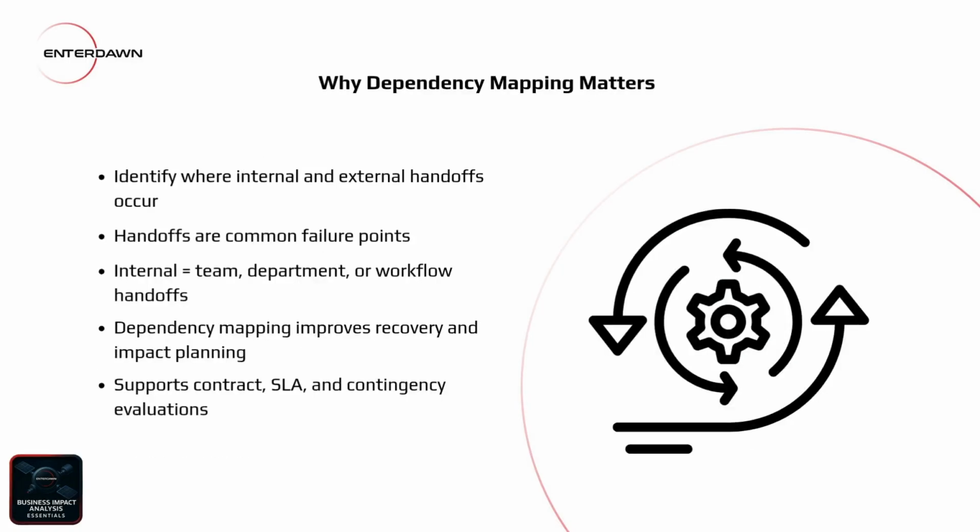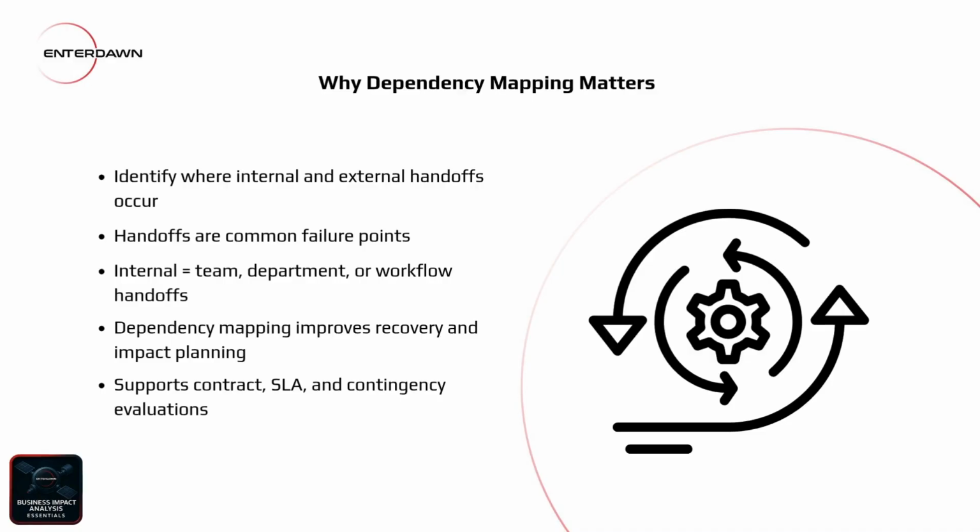It's important to pinpoint where handoffs occur, both inside and outside the organization. These are often where delays or failures originate. Understanding these dependencies helps build more accurate impact scenarios and recovery plans. It also clarifies where contracts, SLAs, or contingency arrangements might need review.